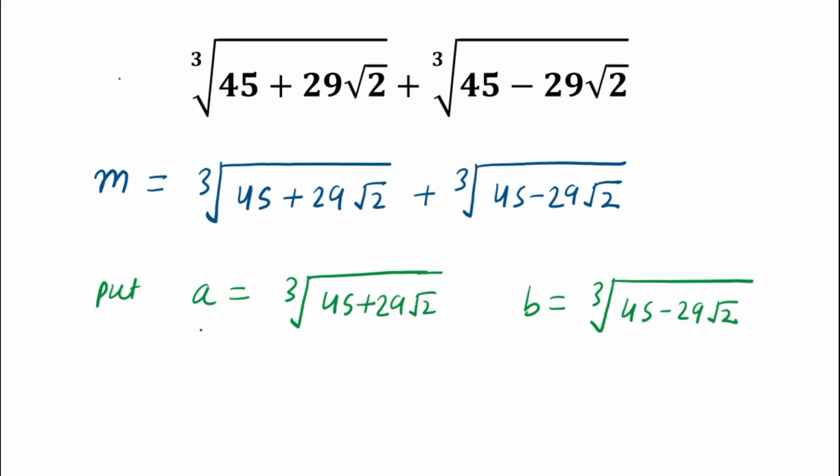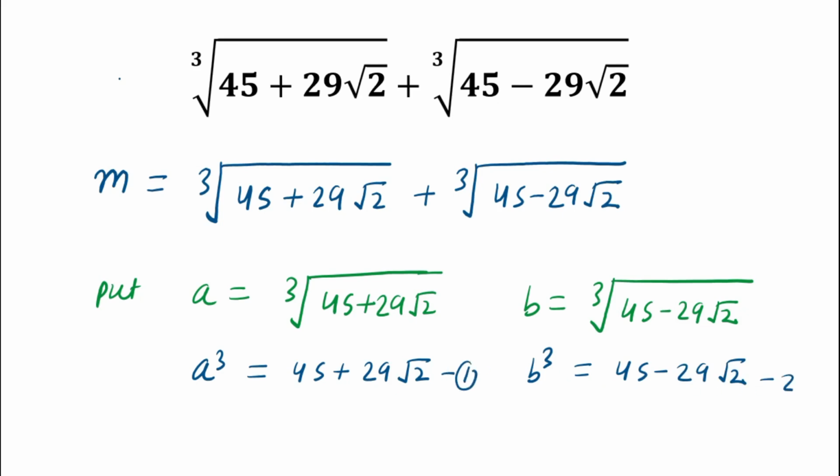Here if we take the cube on both sides, then a cube is equal to 45 plus 29 times square root of 2, and b cube is equal to 45 minus 29 times square root of 2. Let us consider this as equation number first and this as equation number second.